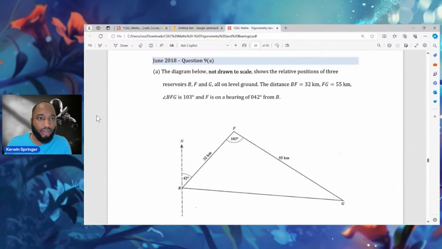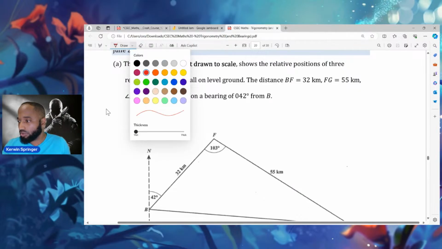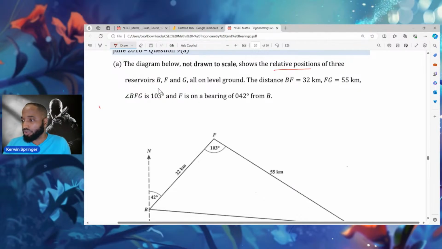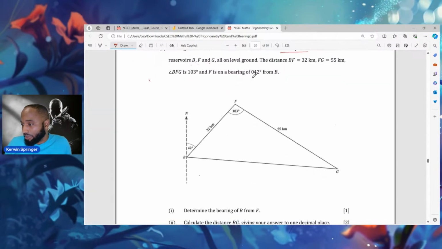All right, here's a nice one. So bearings, here we come. The diagram below, not drawn to scale, shows the relative position of three reservoirs, B, F, and G, all on level ground. The distance BF is 32, FG is 55, angle BFG is 103, and F is on a bearing of... whoo, a lot is going on here. It's one of the tough bearings questions. So take a deep breath and see if you can analyze what's happening here. Determine the bearing of B from F. That's the first thing: the bearing of B from F.